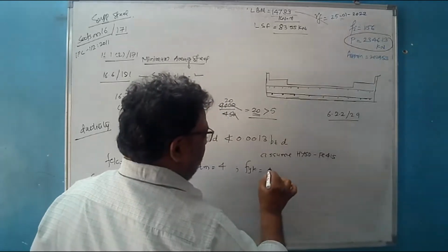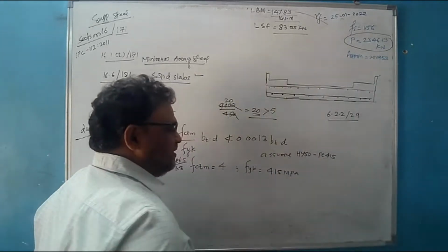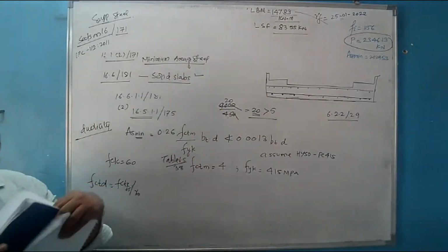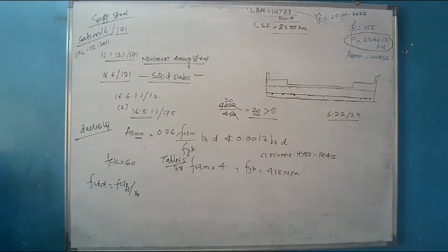So what was the value of fyk? 415 MPa. The characteristic tensile strength of steel. It is given here 6.2.2 on page number 29. अगर माइल्ड स्टील रहेगा तो उसका यील्ड स्ट्रेसेस कंसीडर करना है. अगर टॉर्क स्टील रहेगा तो उसका 0.2% ऑफ द प्रूफ स्ट्रेंथ कंसीडर करना है. 0.2% proof strength is the characteristic tensile strength of steel, fyk.